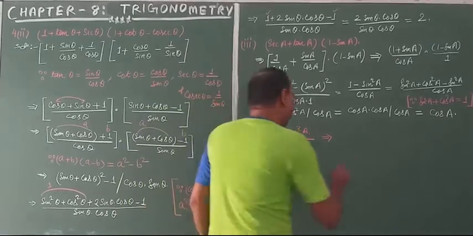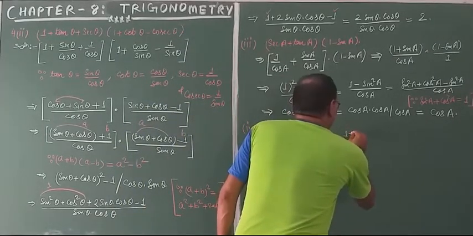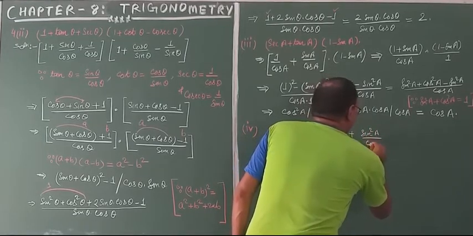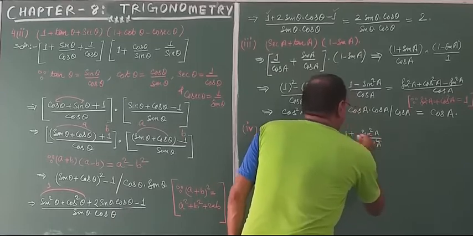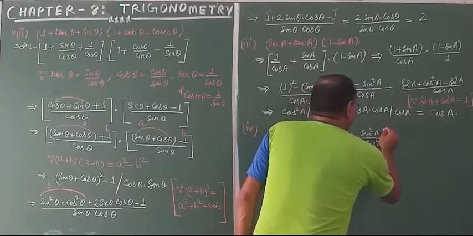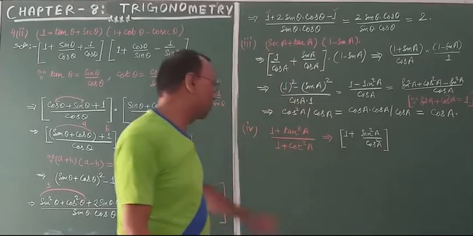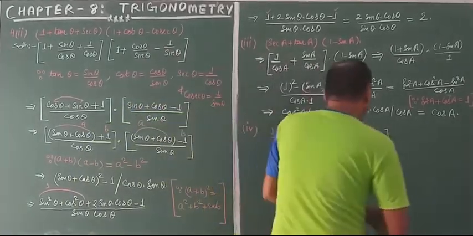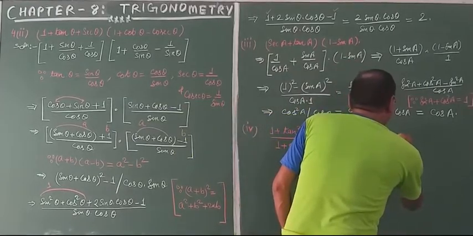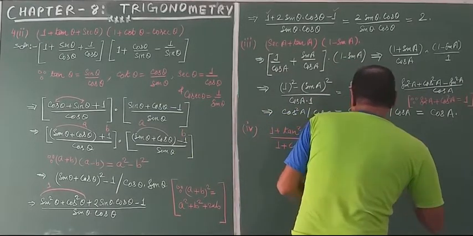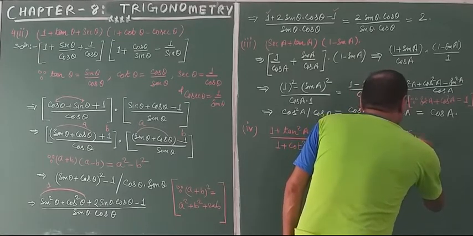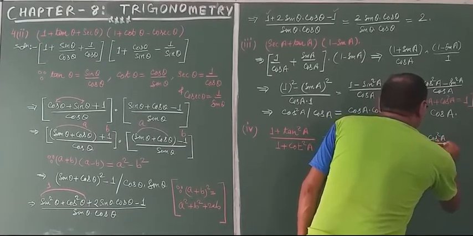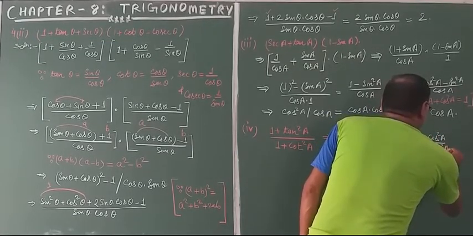So what you will get? Tan A is sin A upon cos A. So it will become 1 plus sin square A upon cos square A, divided by 1 plus cot square A. This line can be replaced with this symbol. And 1 plus cot square A, cot square A means cos square A upon sin square A.